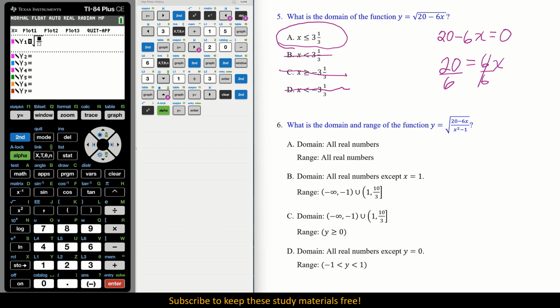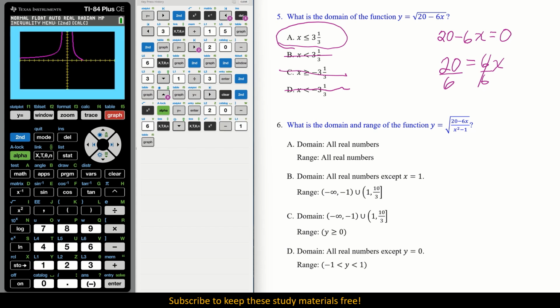Now I start entering. Okay, 20 minus 6x. And that is correct. And I arrow down. And then I say x squared minus 1. So go minus 1. Let's graph that. That's going to be interesting. Okay, I buy that. That looks about right. First, I can tell right off A isn't going to work. All real numbers, either way, it's just not okay.